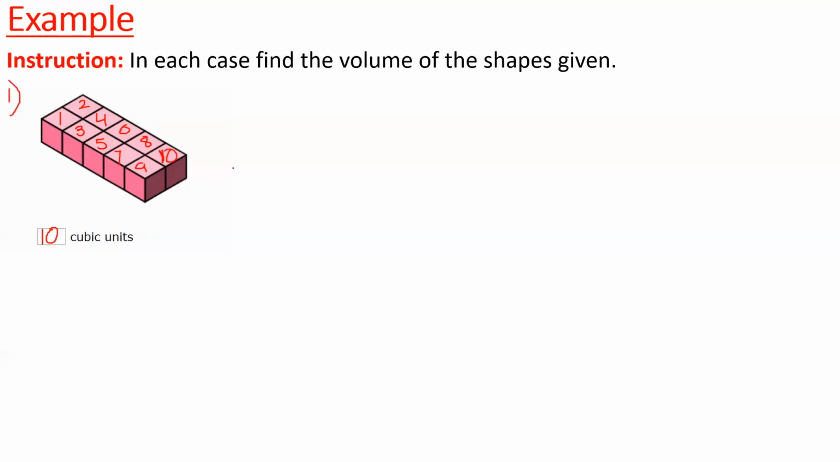All right. Chai, can you explain how we got 10 for this answer? We counted all the blocks. Very good. We counted all the blocks. And how many blocks do we have? 10. We have 10 blocks. Very good. And so that's how we got the volume of it.